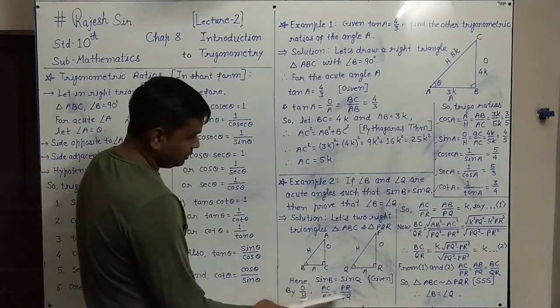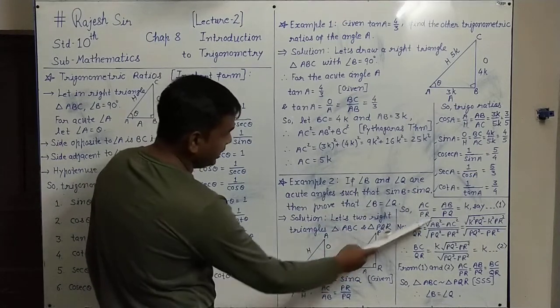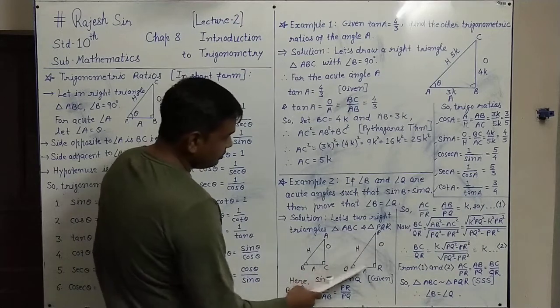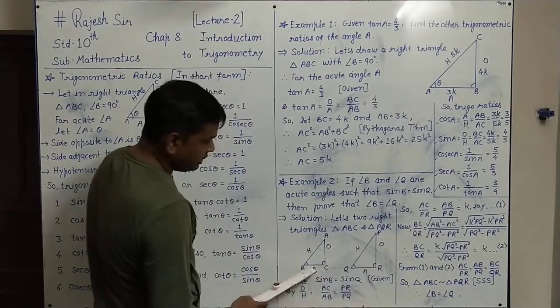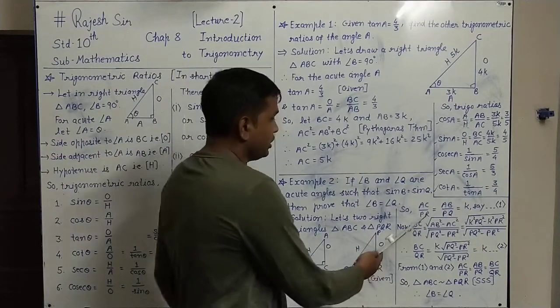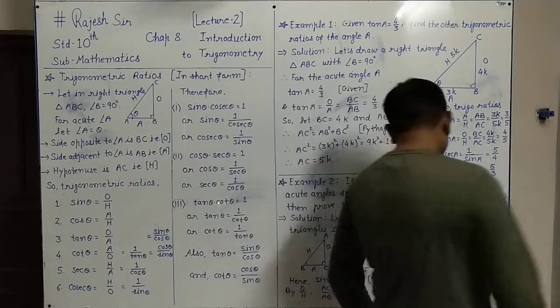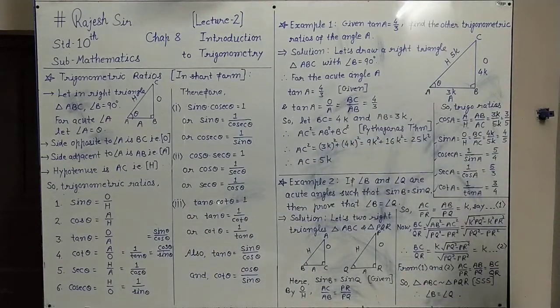Now what is the remaining ratio? Here we have AC upon PR and AB upon PQ. The remaining one is BC upon QR. That is the ratio we want to find out now, the third side's ratio, BC upon QR. As these are right triangles again, we can use the Pythagoras theorem.